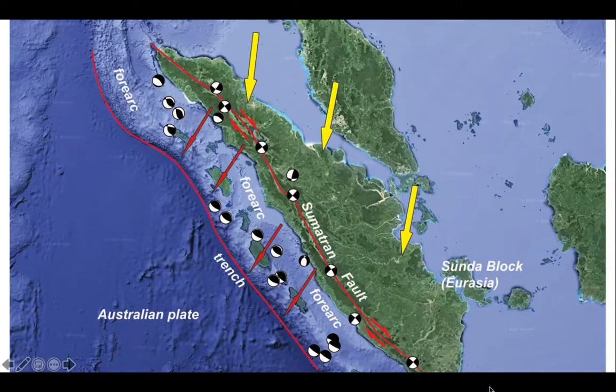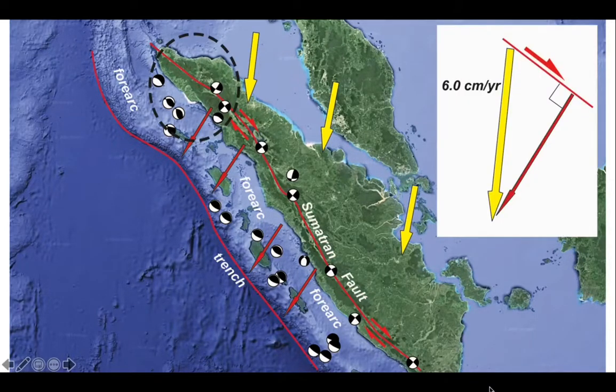Can we make sense of this pattern, and can we work out what the rate of displacement on the Sumatran fault might be? To do this, we can set up a simple vector triangle, and we'll use the northern part of the region to do this. So the rate of relative plate motion is about 6 centimetres a year along that trajectory. We can set up a vector triangle using the orientation of the Sumatran fault, which is strike-slip, and the direction of thrusting in the forearc. And we've chosen this area because the thrusting direction is orthogonal to the trend of the strike-slip fault. So it's a simple vector triangle to solve.